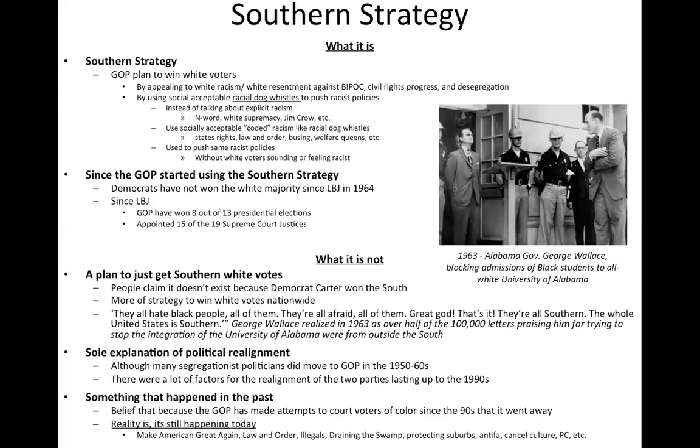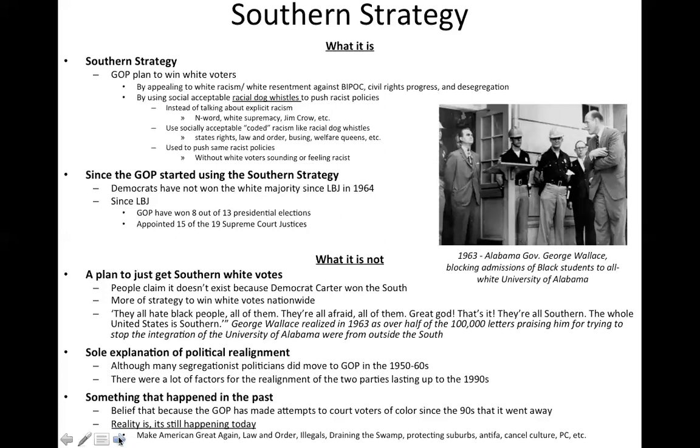So: make America great, law and order, illegals, drain the swamp, protecting suburbs, Antifa, cancel culture. All these things he uses are coded racism that doesn't feel racist, like make America great again. That doesn't feel racist, but when you really look at what he's talking about, that was a slogan that Reagan first used, when he talked about how great it was before all the civil rights legislation, before Black people were able to sue for discrimination, before affirmative action. He would talk about how great everything was, and that's what they're tapping into.